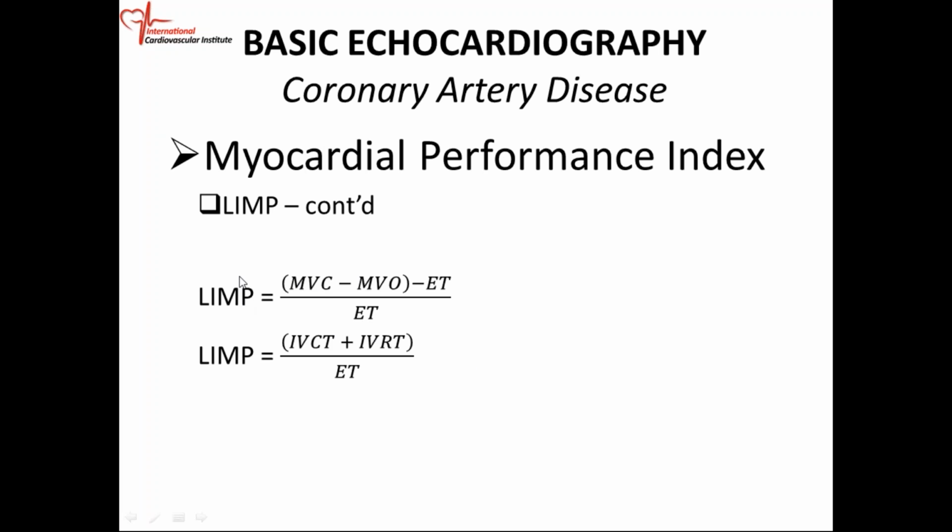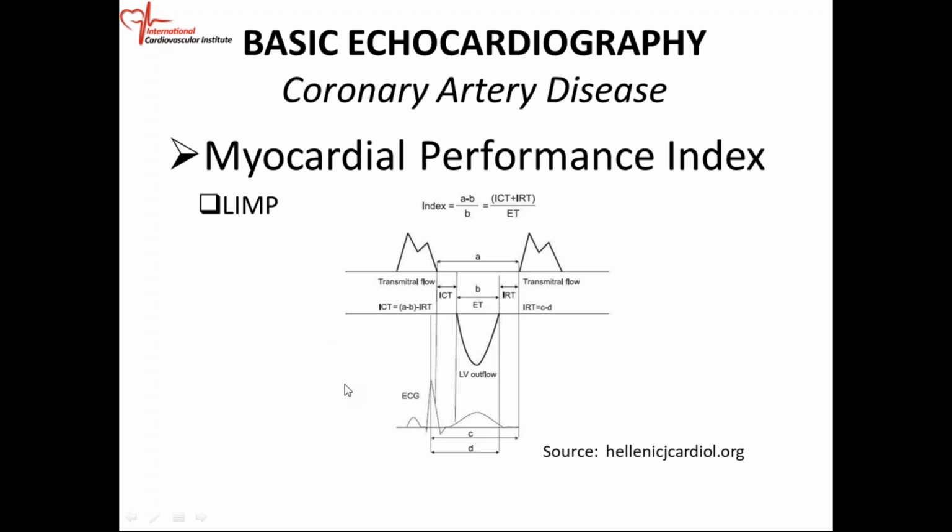Okay, so the definition for left ventricular index of myocardial performance, also called the Tei index, is the duration from the mitral valve closure to the mitral valve opening. You subtract the ejection time from this duration, and it's divided by the ejection time. When we look at the Doppler, mitral valve closure to mitral valve opening minus ejection time is just IVCT, isovolumic contraction time, plus IVRT, divided by ejection time. And this is what you do.